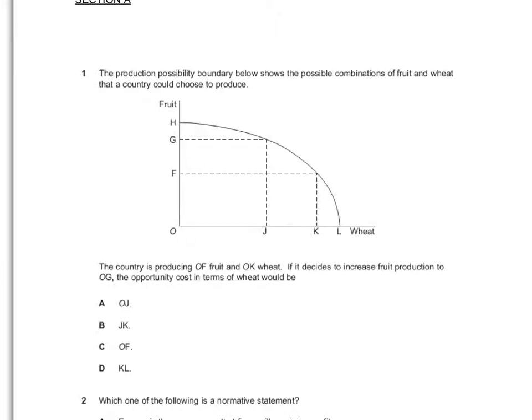So the first question is about the PPF. Combinations of fruit and wheat. And the country is choosing to produce OF and OK. So it's producing at this point here. It's going to increase the amount of fruit to here.